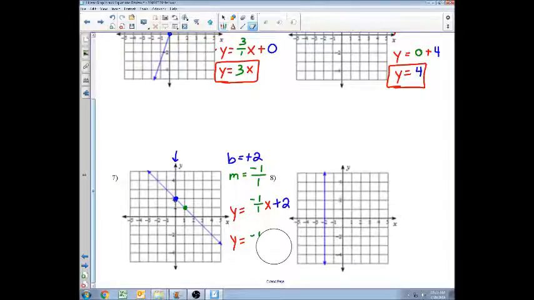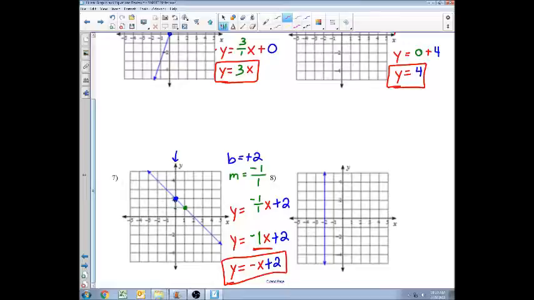Sorry, that should be in red. Negative 1x plus 2. Also, looking right here, that's 1 times x. Do I need to write the 1? No, because the answer is just going to be x. So I could write this as negative x plus 2. This is the form you're going to see most often. I would take that form or that form for our purposes.